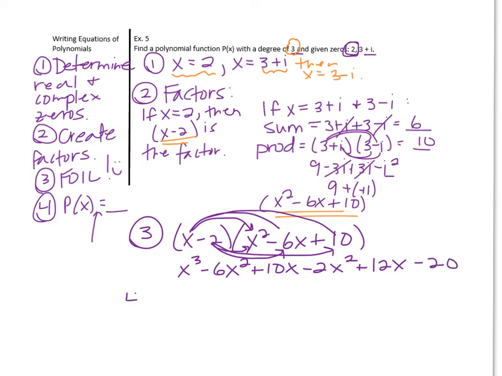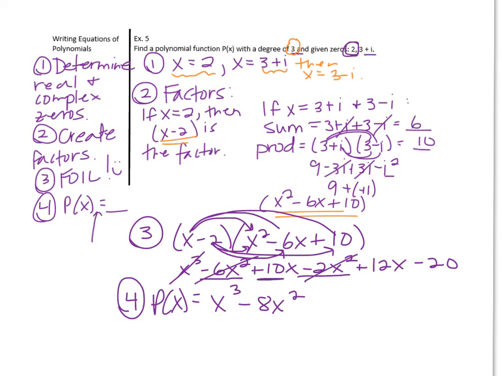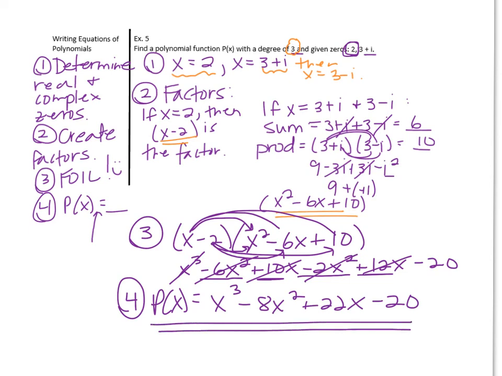Now in my final answer, I'm going to write p of x equals. And I'm simply going to combine like terms. I have x cubed, there's my first one. We have negative 6x squared minus 2x squared, that's negative 8x squared. We have 10x plus 12x, which is 22x, minus our constant of 20. So look at that, you guys. We've created a cubic function that has a real zero of 2 and 2 complex solutions. We'll finish the rest of our polynomials in class tomorrow.